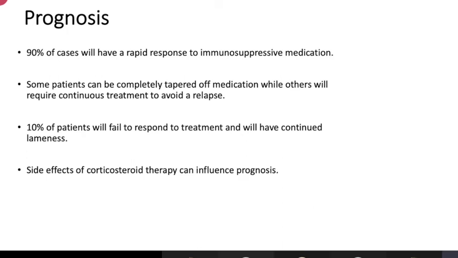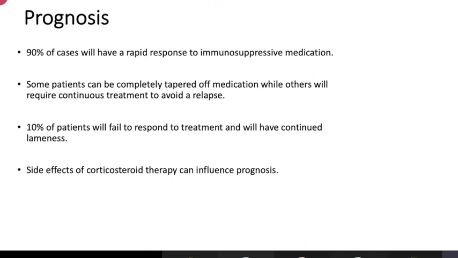And 90% of cases will have a rapid response to immunosuppressive medication. So usually we see an improvement in clinical signs. And then some patients will be able to be completely tapered off immunosuppressants eventually, while others will need continuous treatment. So sometimes we find as you drop doses, a relapse may occur, and they might need to be maintained long term on immunosuppressive therapy. And then unfortunately 10% of patients will also fail to respond to treatment and will have a degree of continued lameness.